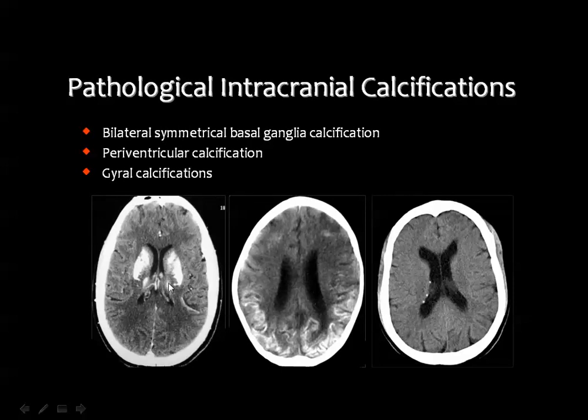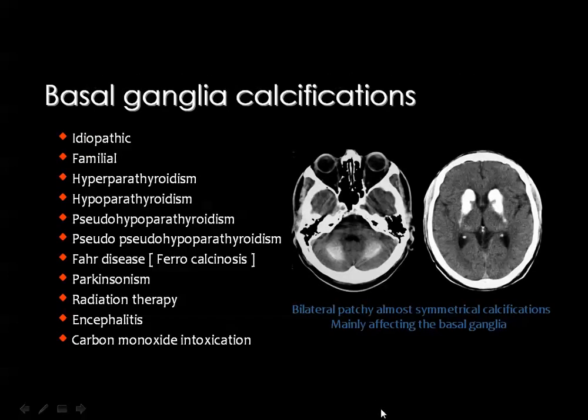Then this is an example of bilateral symmetrical basal ganglia calcification where you can see calcium in the caudate nuclei and the lentiform nuclei as well. And this is periventricular calcium where you can see minute foci of calcification scattered in the periventricular area. Gyral calcification will appear as in this case. You see the gyri are delineated with calcium, either unilateral or bilateral, as you can see in this condition.